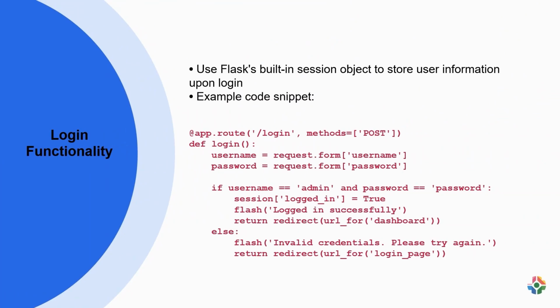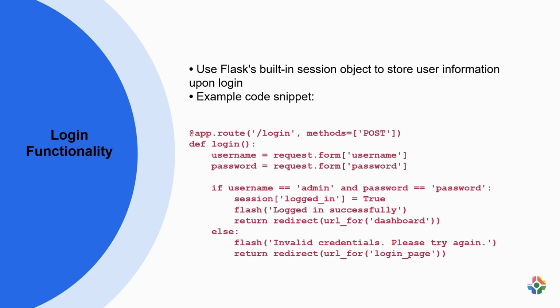In Flask, you can utilize the built-in session object to retain user data upon logging in. Upon receiving login credentials via a form submission, you can access the values using request.form. Subsequently, you can validate the credentials and set session variables accordingly.